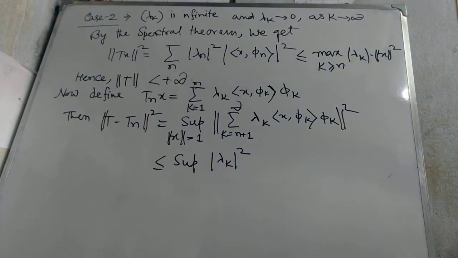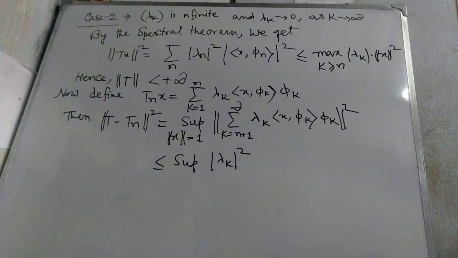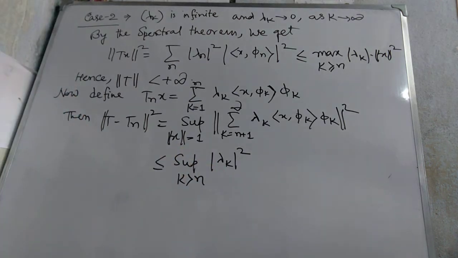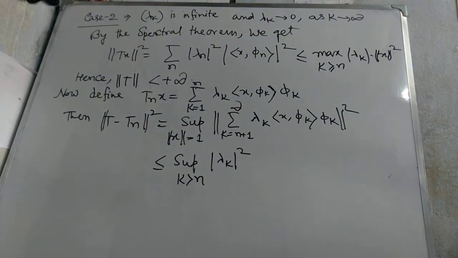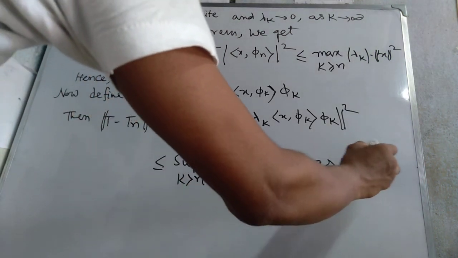Why do we talk about this? Because the norm of this one is less than or equal to the supremum of lambda k squared times norm x squared, with norm x equal to 1, where k is greater than n. Here Tn is this, and T equals summation k equal to 1 to infinity, so just this remaining part is left. Next, this one tends to 0 as n tends to infinity.